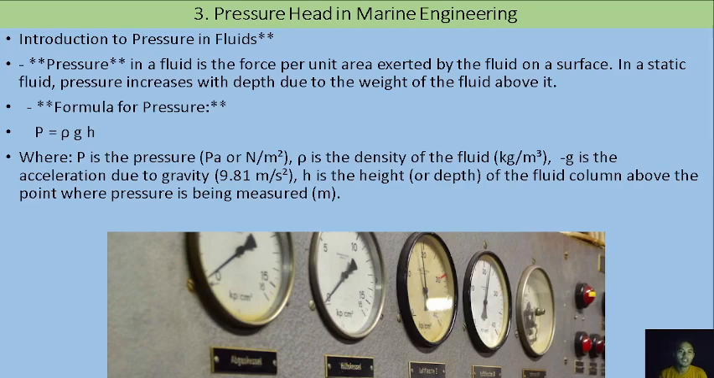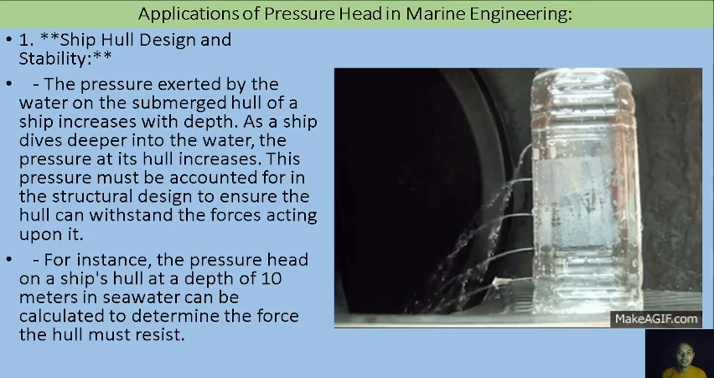Pressure in a fluid is a force per unit area exerted by the fluid on a surface. In a static fluid, pressure increases with depth due to the weight of the fluid above it. So the formula would be pressure equals density times gravity times height, P equals rho g h. Okay? So let's go.